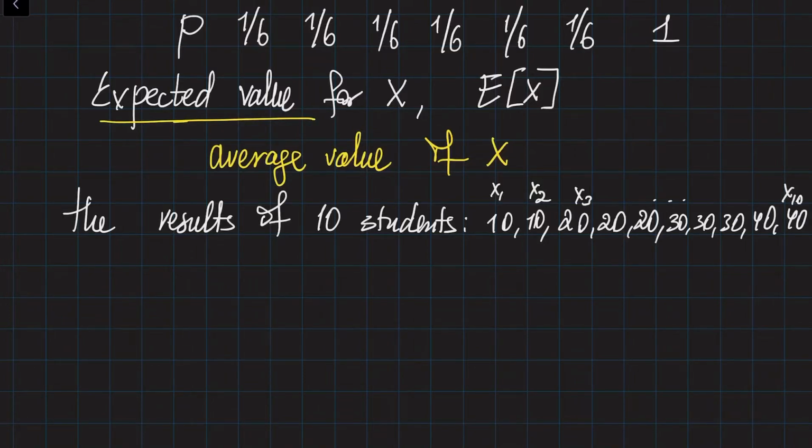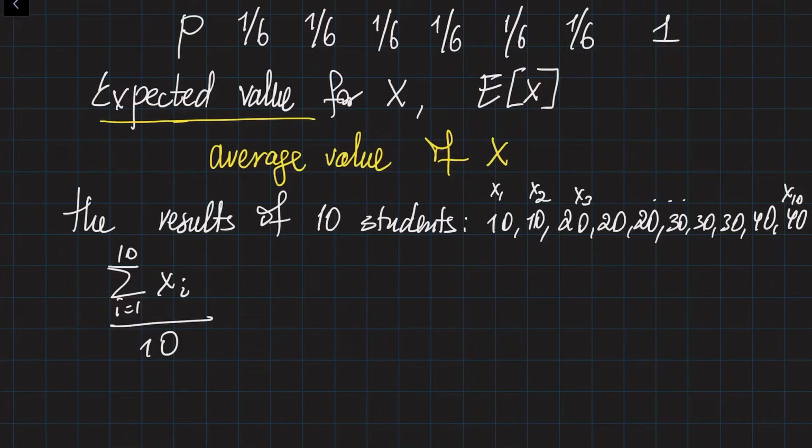If you would like to find the average result of this group of students from this exam, what you're going to do is sum all the 10 results, where i goes from 1 to 10, and divide by 10. Right? At the same time, you can do this in a conceptually different way.